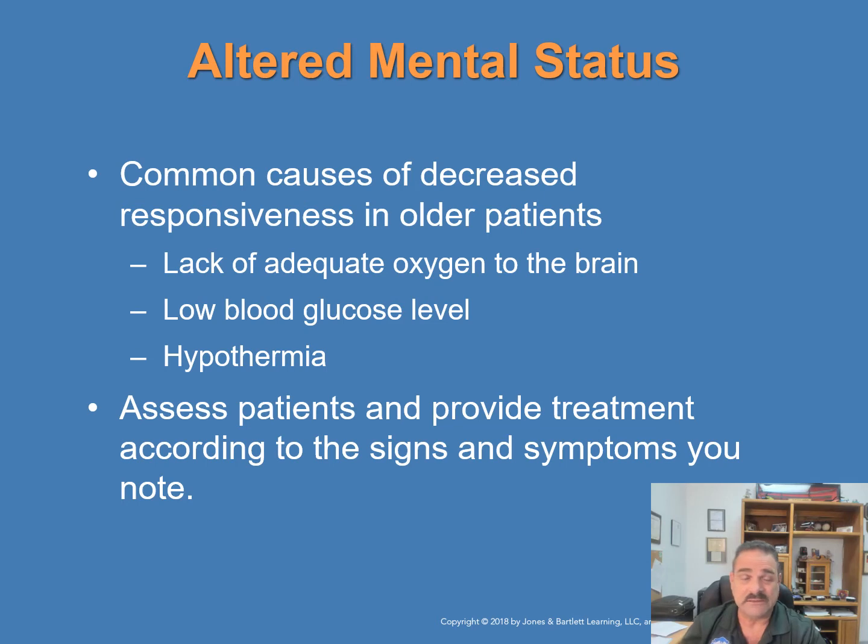All right, so altered mental status. Common causes of decreased responsiveness in older patients are lack of adequate oxygen to the brain, low blood glucose levels, and hypothermia. So we need to assess these patients and find out which one it is, and then correct it. Correct whatever that problem is, and obviously call for help and make sure that you arrange for prompt transport.